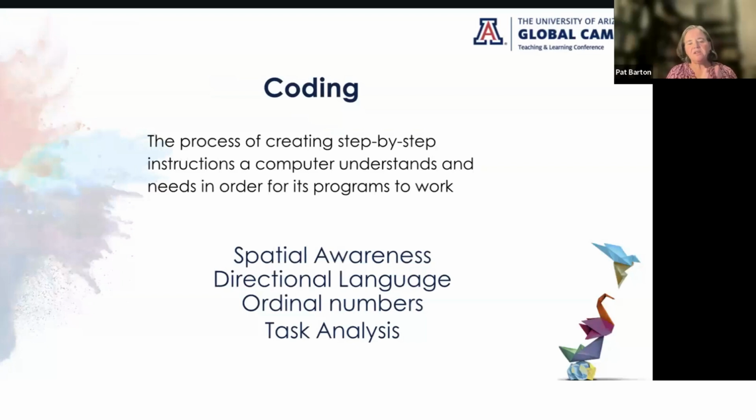So now we'll move to talking about coding, right? Those are all skills built into coding, but coding is the process of creating those instructions with a computer that a computer understands, or a person giving step-by-step instructions in order for a program or a task to work. This involves lots of spatial awareness, directional language, ordinal numbers, and task analysis. So we need to break down all of these skills in different ways.